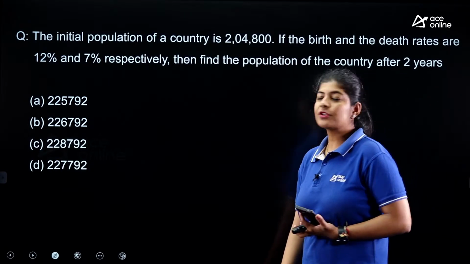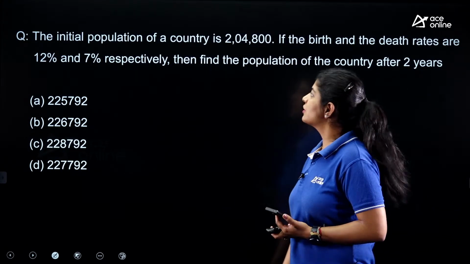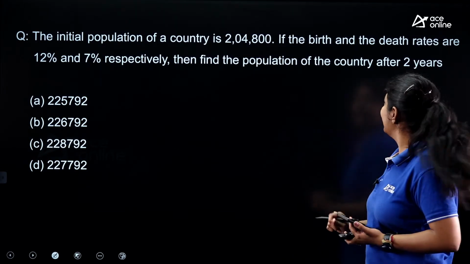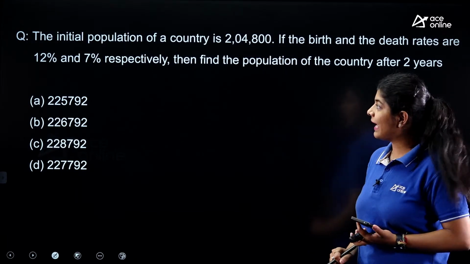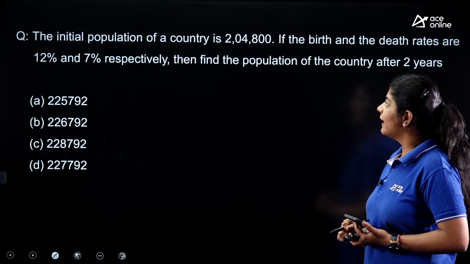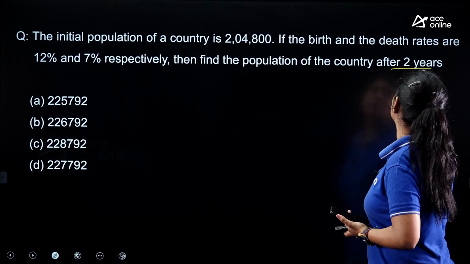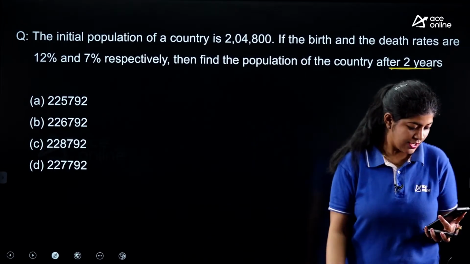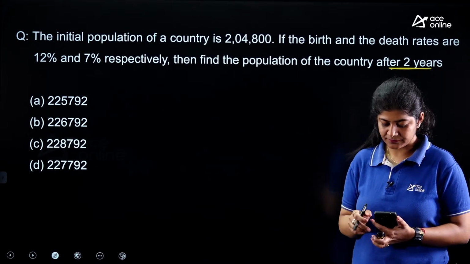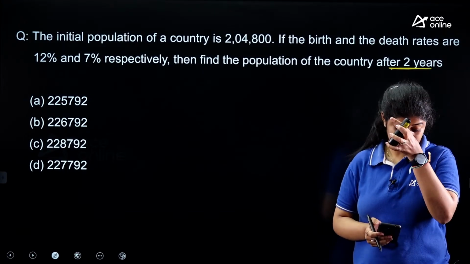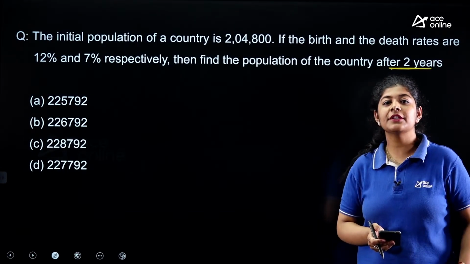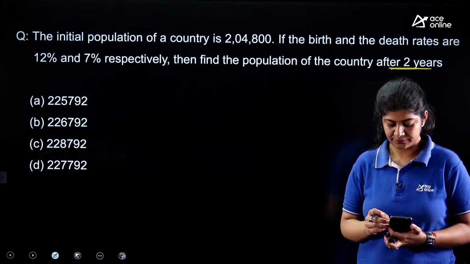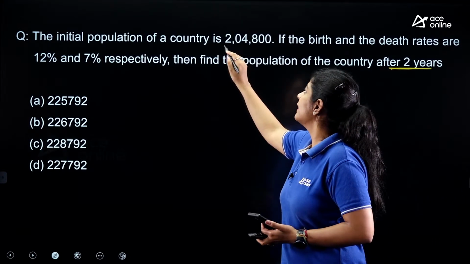Okay. So the next question says that the initial population of a country is 2,04,800. If the birth and the death rates are 12% and 7% respectively, then find the population of the country after 2 years. What we need to do is simply find out the population after 2 years. Here, this is my initial population.